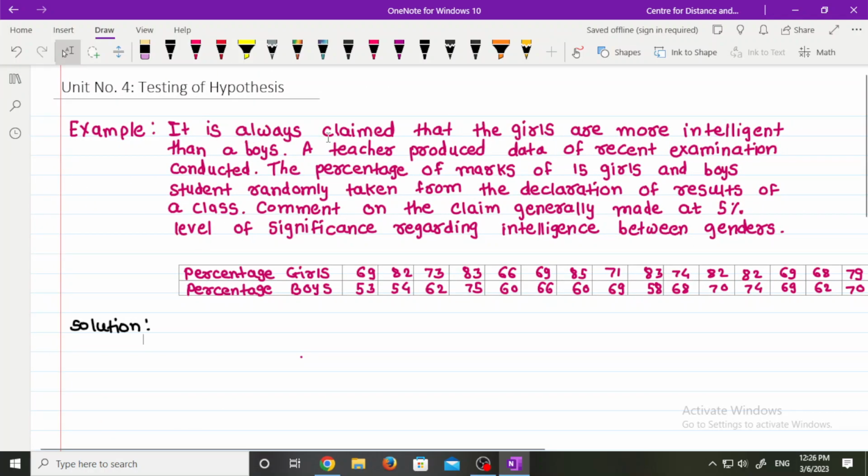It is always claimed that girls are more intelligent than boys. A teacher produced data of a recent examination conducted. The percentage of marks of 15 girls and boys students randomly taken from the declaration of the results of a class. Comment on the claim generally made at 5% level of significance regarding intelligence between genders. The percentage of girls and percentage of boys are given.